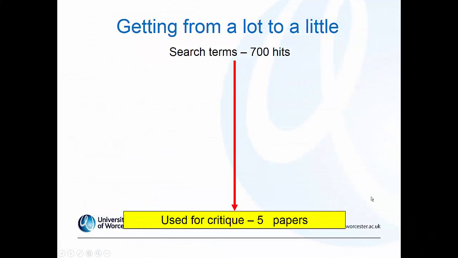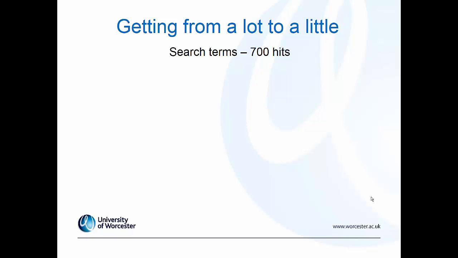Your initial search will give you around 700 hits, or maybe more, and maybe 5 of them will be used for a detailed critique in your final independent study. So how do you get from 700 to 5? Well, there's a number of steps. Each of them involves techniques that you'll have to be clear about in your methodology chapter. First of all, you'll use inclusion and exclusion criteria, but as we've seen, there are cautions here.